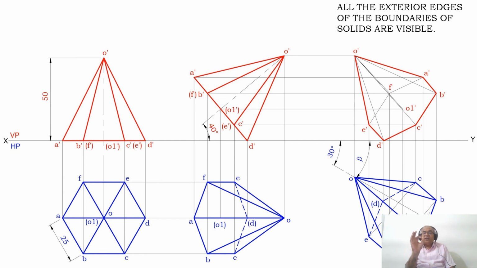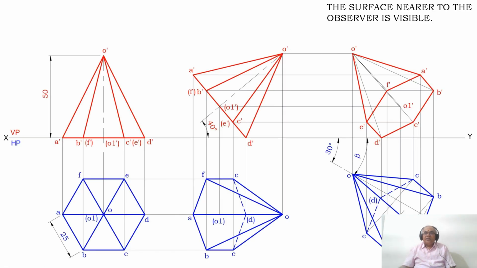Now we have to apply the condition of visibility. What is the condition of visibility? First one is all the exterior edges of the boundaries of the solids are visible. Join O dash to A dash to B dash to C dash to D dash to E dash to O dash with a dark line, which will form the exterior edges of the boundaries of the solid. Then the surface near to the observer is visible. That means the entire base of the hexagon is totally visible. So join E dash to F dash and F dash to A dash with a dark line.